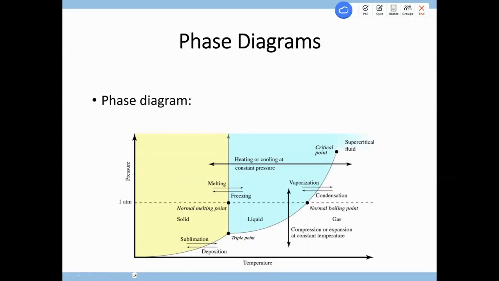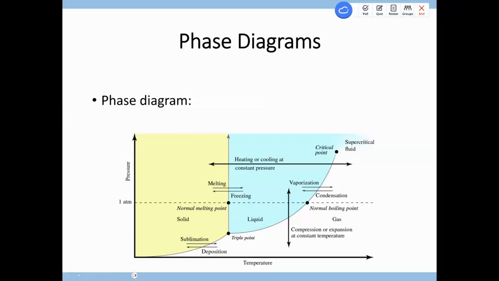This shows bottom right side is gas for a substance. Middle is liquid, and the left side is solid. Now notice that the x-axis is temperature, and the y-axis is pressure.